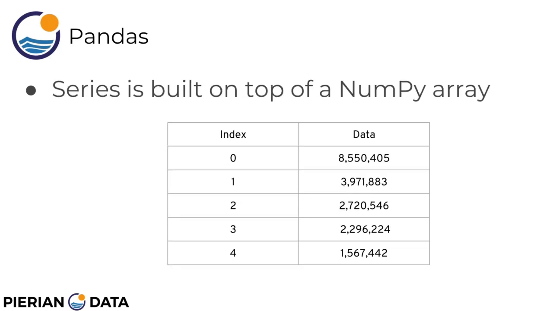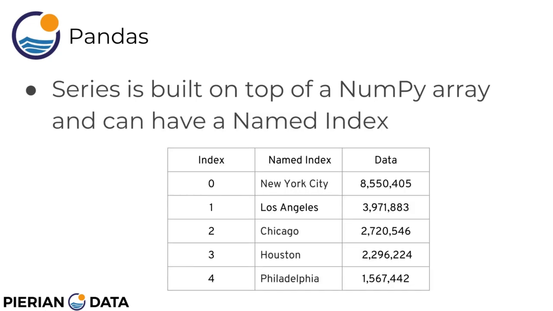That's where the Pandas series comes in. A Pandas series is built directly on top of a NumPy array. The differentiating factor between a NumPy array and a Pandas series is that a series can have a named index. It will still remember and recall information based off a numerical index like 0, 1, 2, 3, etc., but it has a named index that you can call data directly off.